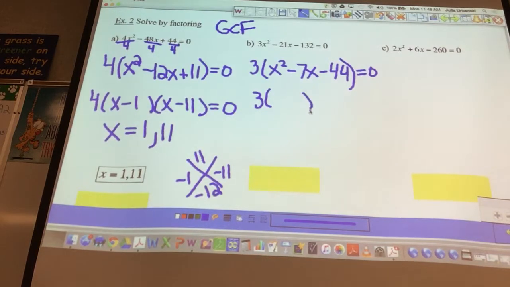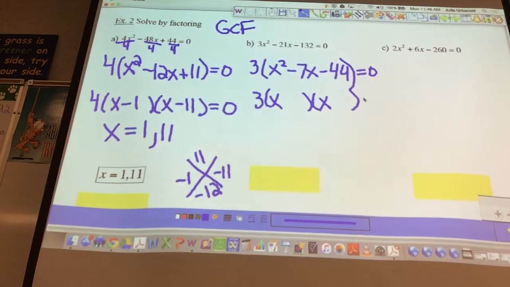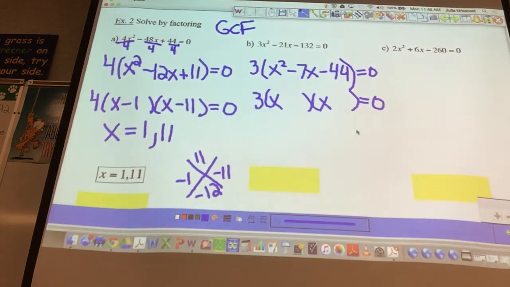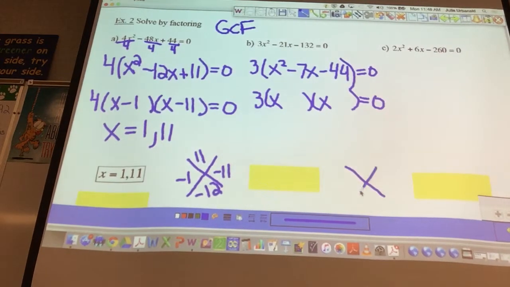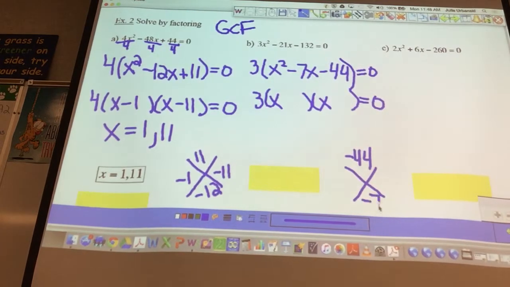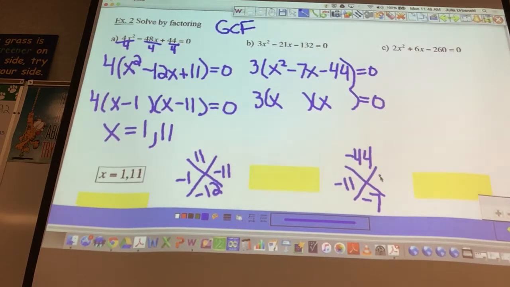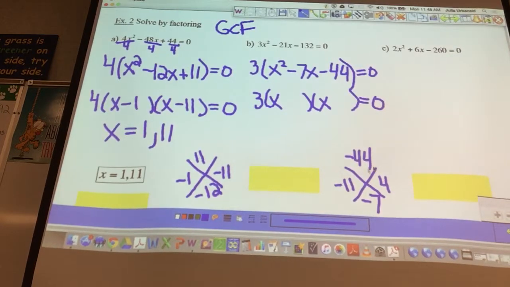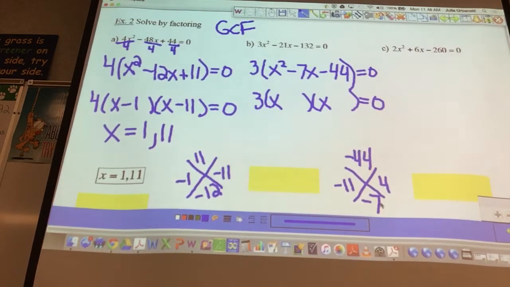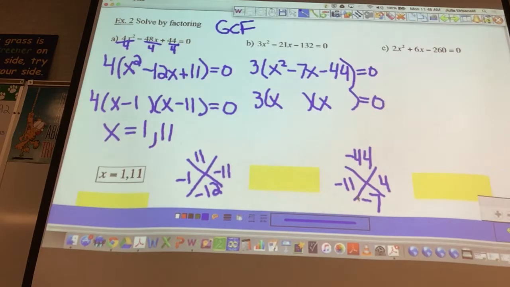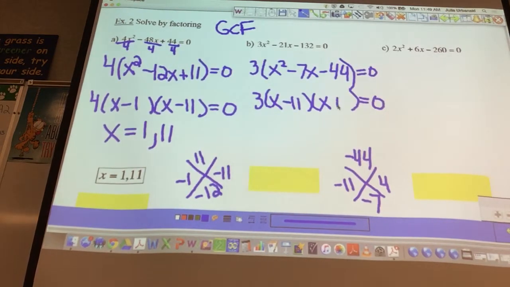So we're going to break this one down. I know it's going to be x and x. And then I'm going to need to figure out what two numbers could make negative 44 when I multiply them, but negative 7 when I add them. Good. Negative 11 and positive 4. Negative 11 times 4 is negative 44. If you add it, you get negative 7. Keep the sign of the bigger number. So the negative 11 and the positive 4 goes here.